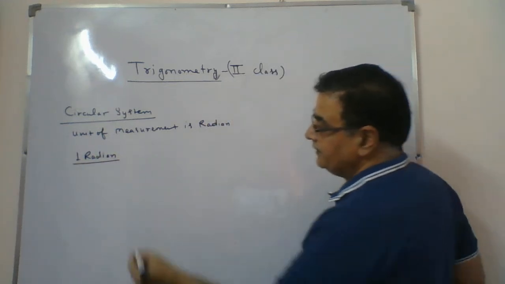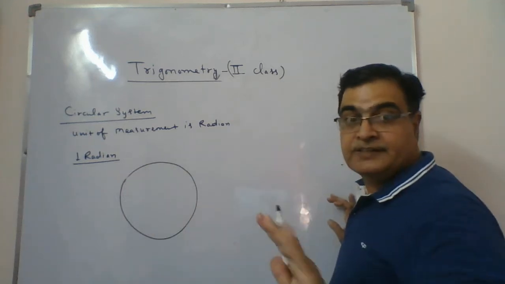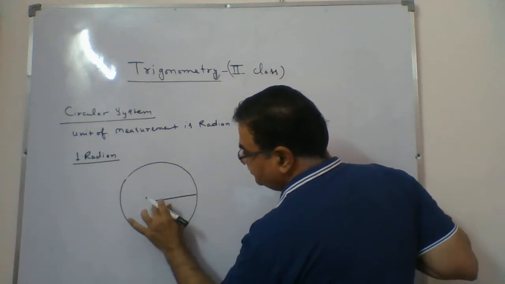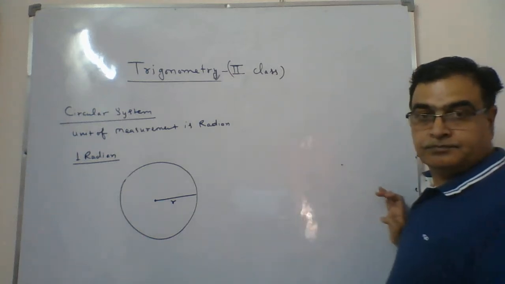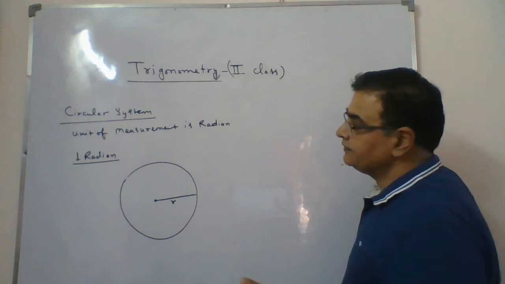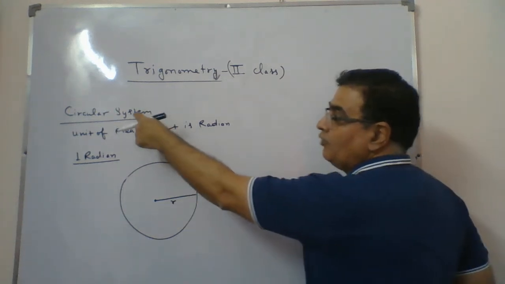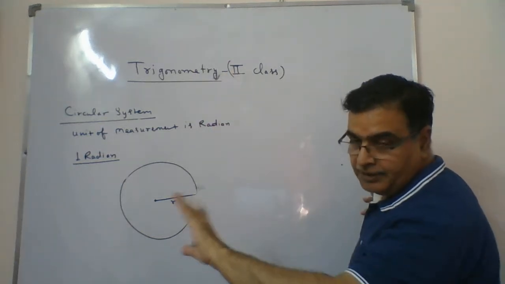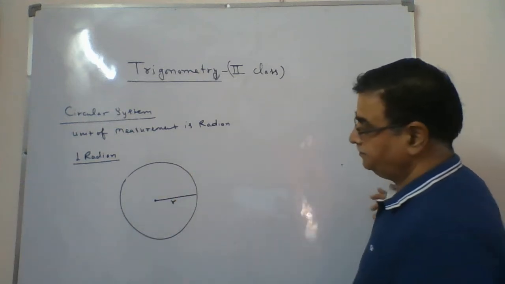What 1 radian says is that if you draw any circle, the radius is your choice, no problem. Let the radius of this circle be R. Any circle you draw with any radius, and because this whole part depends on the circle, that's why it is also called the circular system. All the definitions in this case will depend on the circle. So we have taken one circle with radius R.